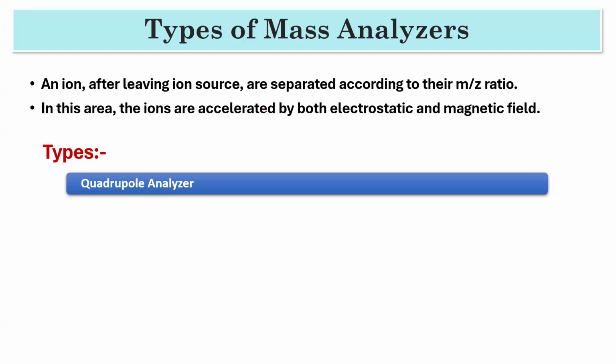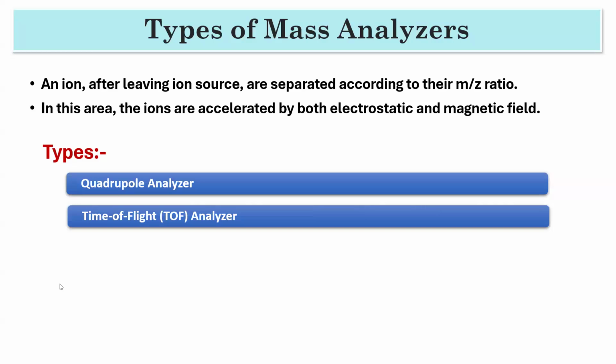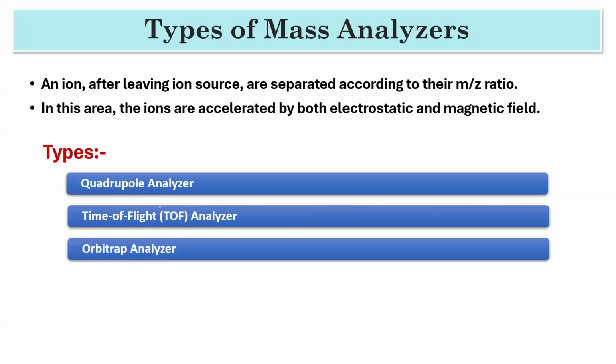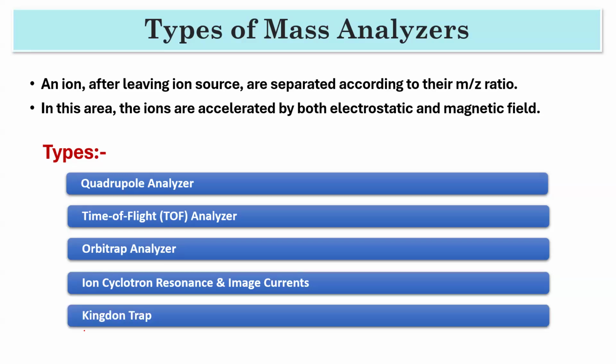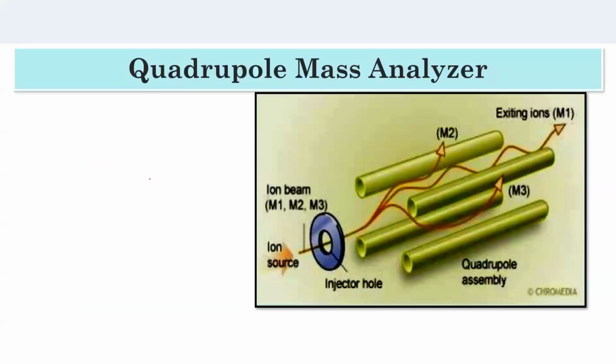There are a variety of mass analyzers. Quadrupole is very famous, and the TOF analyzer is also very famous. These days we have the Orbitrap analyzer, and the ion cyclotron resonance analyzer, which is also called ICR. ICR is very expensive, so I will talk about this also. And then you have the Kingdon Trap. So let's move to the quadrupole mass analyzer.